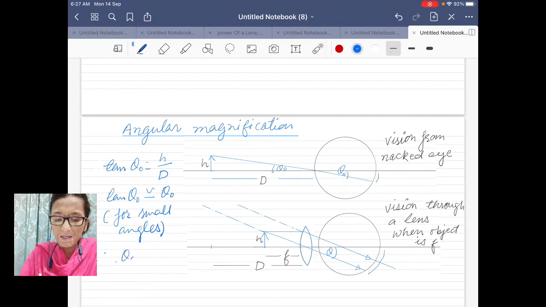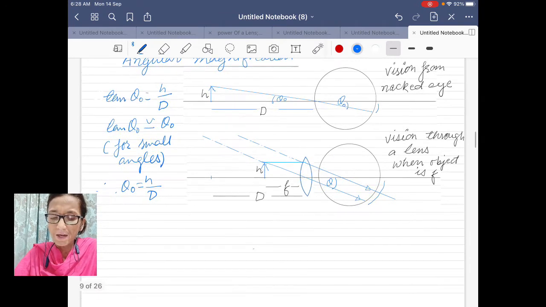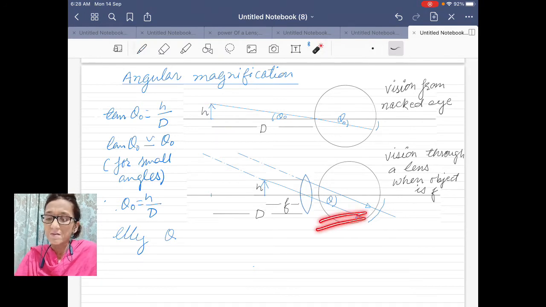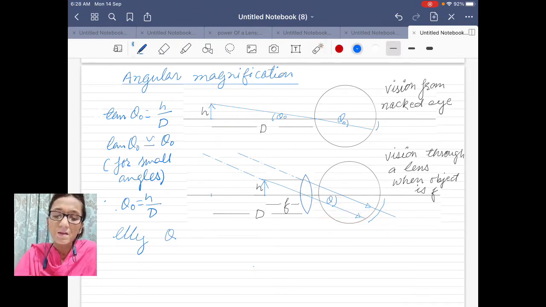And therefore theta naught is equal to h upon d. Now similarly we will find angle theta in the case when we have placed the object at focus. Here you can see angle theta is forming, and this vertically opposite angle should also be theta. So similarly theta is equal to perpendicular h by base f.